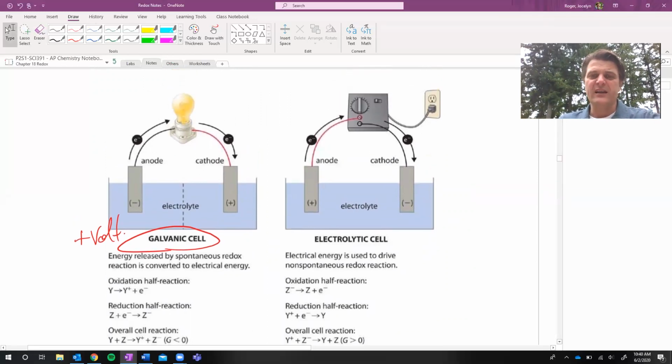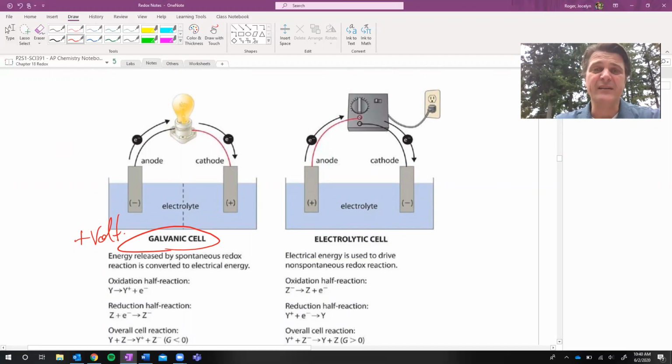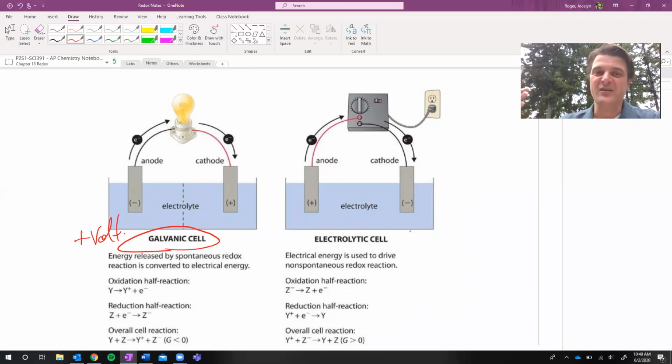An electrolytic cell is one that requires a power source to proceed because the potential difference, the voltage, is going to be negative. So it's going to need an input of energy to proceed. So an electrolytic cell could be used, for example, when you're plating metals. If you have an object and you want to deposit a gold layer, so gold plating or silver plating or something like that, that's what an electrolytic cell would be used for.